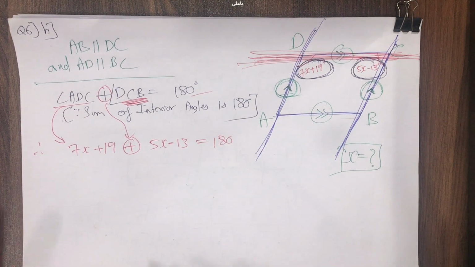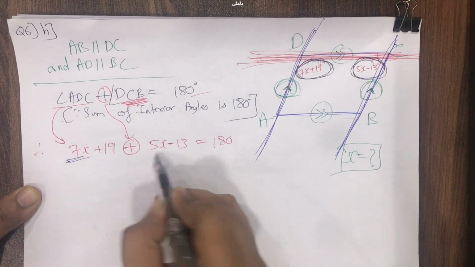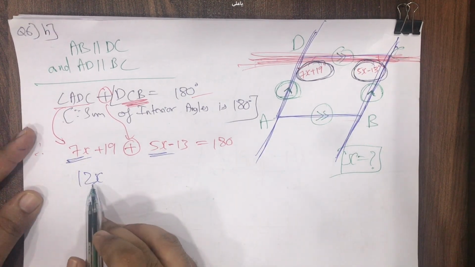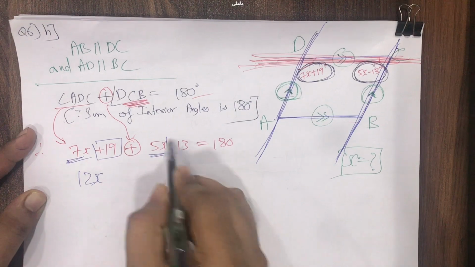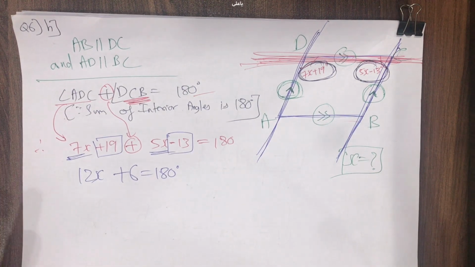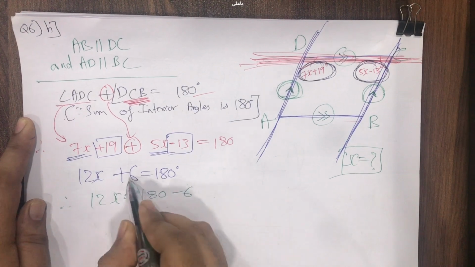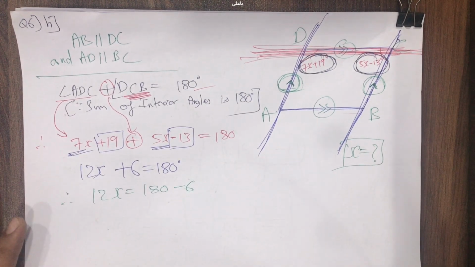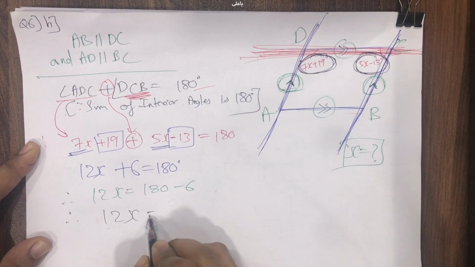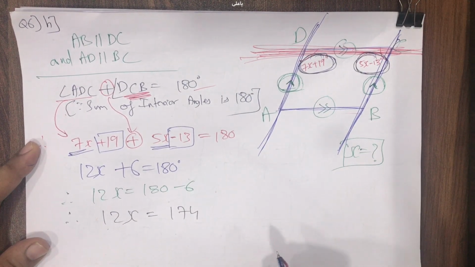Now it's just a matter of solving. 7x plus 19 plus 5x minus 13 is equal to 180 degrees. 7x plus 5x comes to 12x. And plus 19 and minus 13 is plus 6, equal to 180 degrees. Therefore 12x is equal to 180 minus 6. This 6 goes to the right-hand side and becomes minus 6. So 12x is equal to 180 minus 6, which is 174.